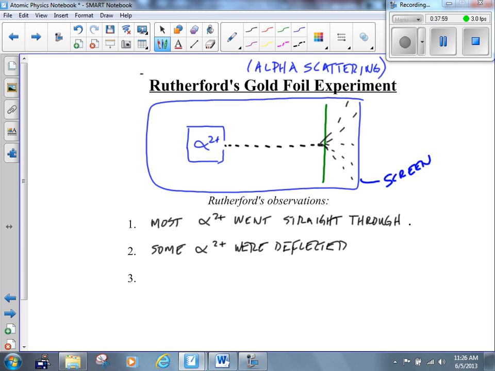A few of them, very, very few, but still a measurable number of them, bounced back. So some of them went back like this. A few of them. What do Rutherford and his assistants conclude from this? Let's use a little analogy for a second and see if you can draw the same conclusion that they did.